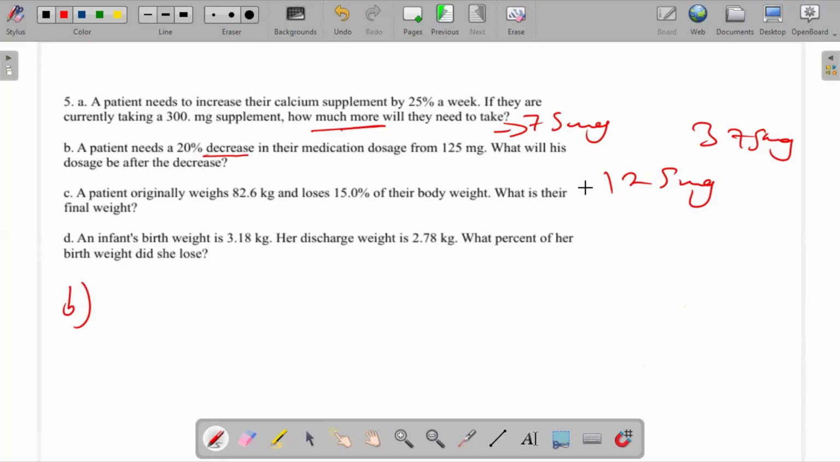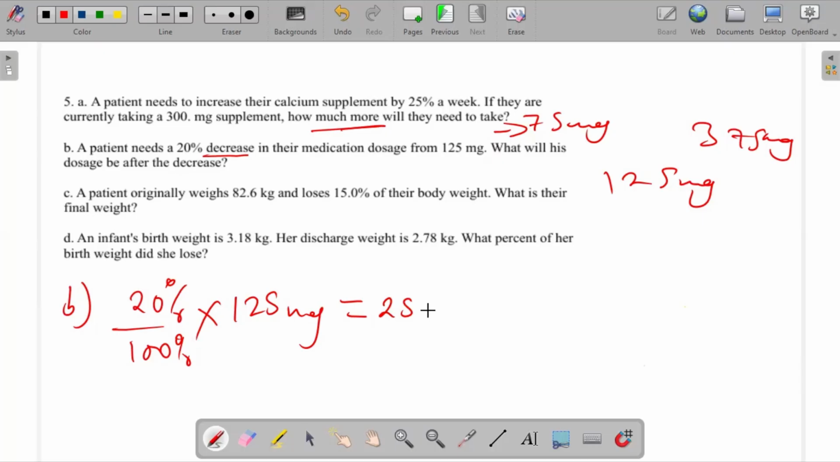Then the second one, we are decreasing by 20%. So we need to get the 20% of the dose that we're having, right? So we get 20% of the dose, which is 125 milligram. So what would be the 20%? It's 25 milligrams, isn't it? That's the amount that we need to decrease.